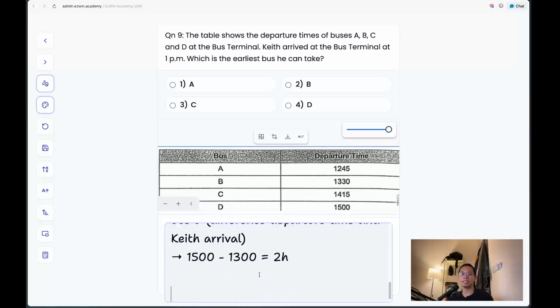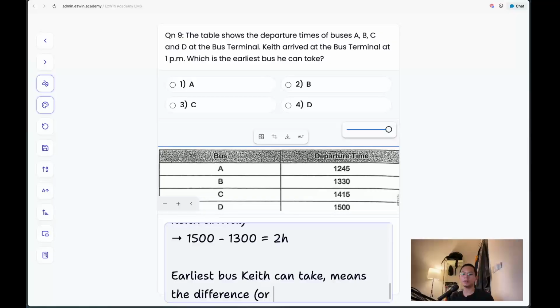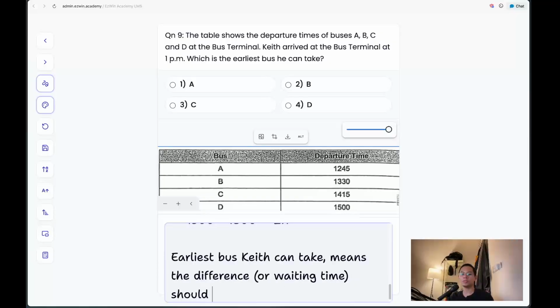So when it says earliest bus he can take, it means the difference or waiting time should be the shortest, which in this case is bus B, is option number 2.